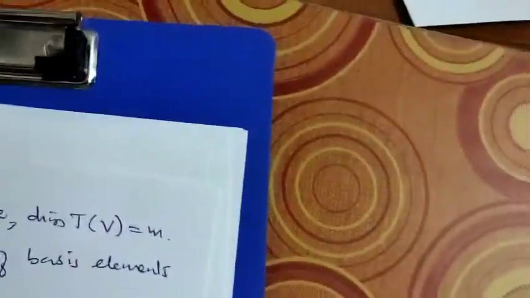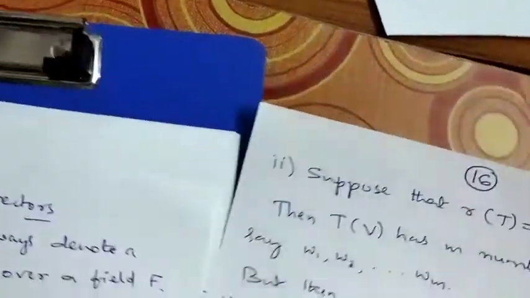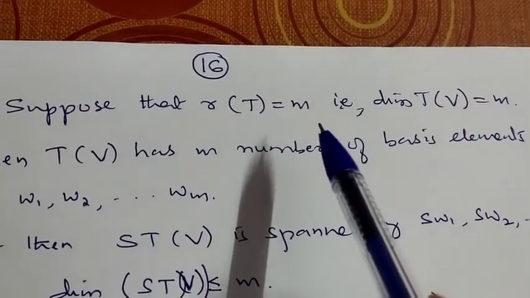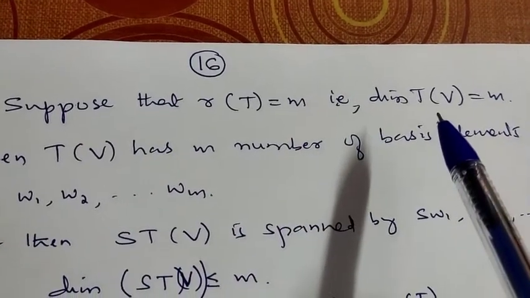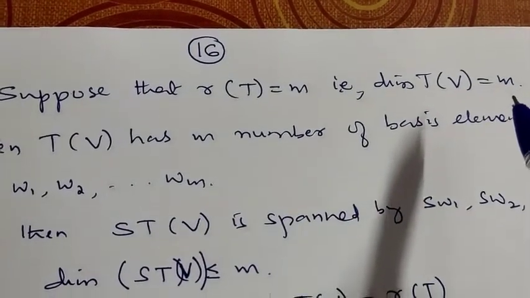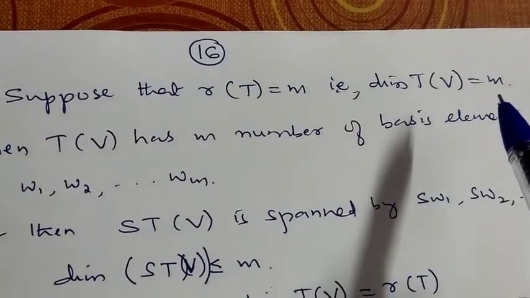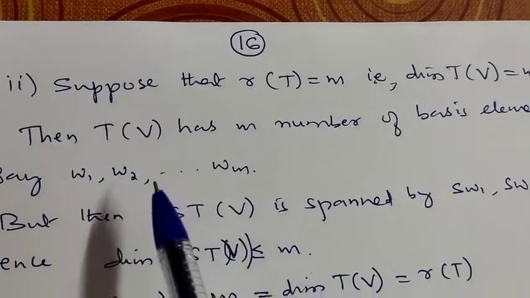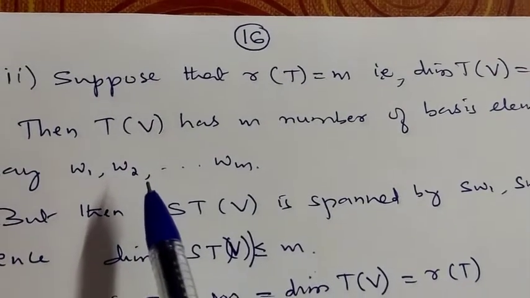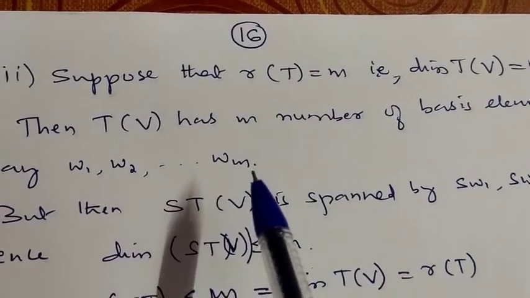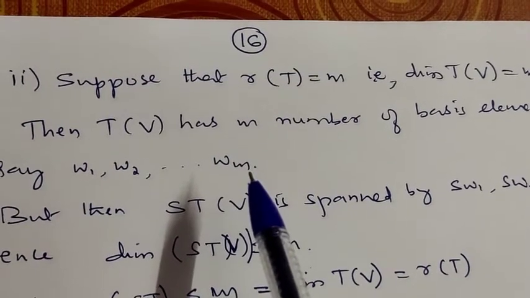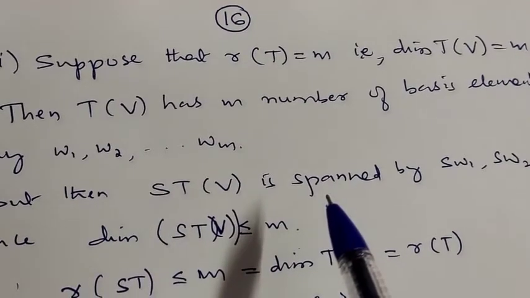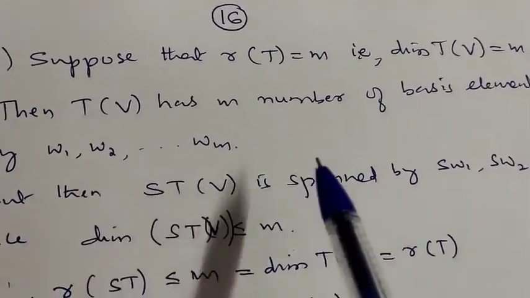Second one, suppose that rank of T is M. That is, rank of T means dimension of T of V is M. Now dimension of T of V is M means what? There are M number of basis elements for T of V. So let those basis elements be say W1, W2, etc. Wm. If these are basis elements for T of V, then S into T of V is spanned by which elements? S of W1, S of W2, etc.